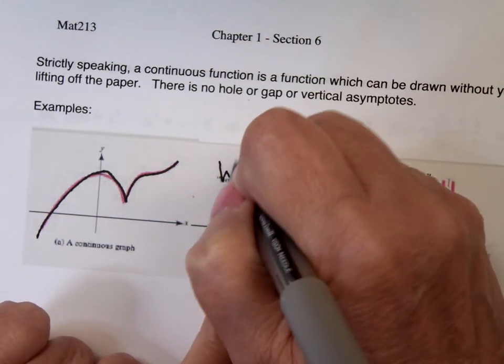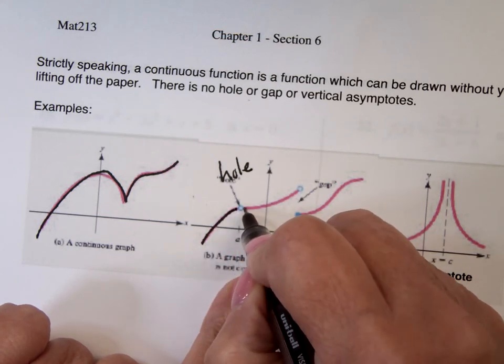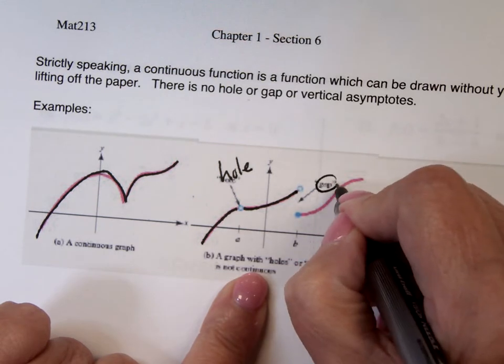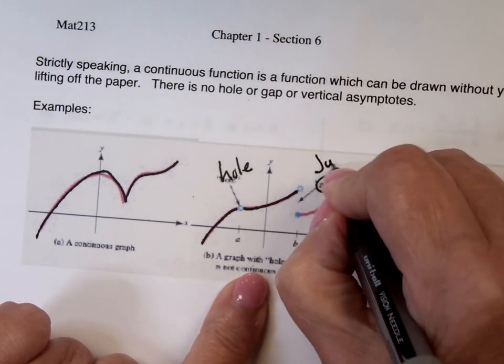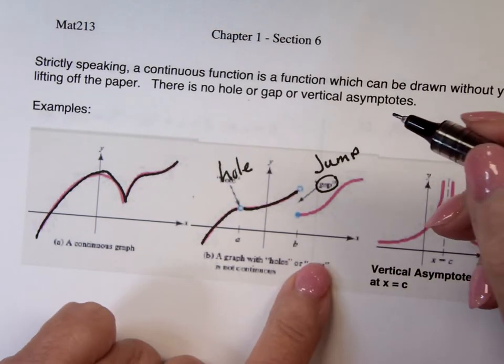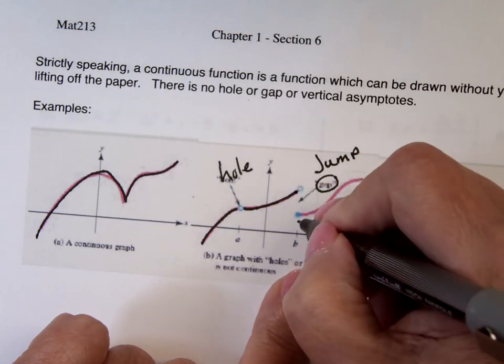Here is a hole. So that means I take my pen, draw him, jump over the hole, and then continue. They call this a gap. I call this a jump discontinuity, but you can call it a gap if you like. Don't care which one. And that says I've got to jump either up or down to get to the next piece of the graph.